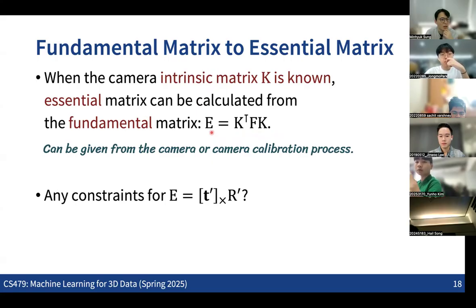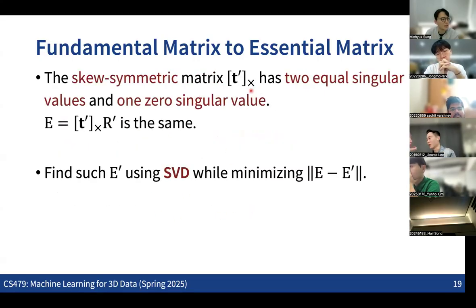But from this, we need to decompose it into the translation and the rotation. Also, we have some constraint. If we look at this skew-symmetric matrix, our essential matrix also should satisfy an extra condition. This skew-symmetric matrix has two equal singular values, while the other one is zero, which means that our essential matrix should have the same constraint.